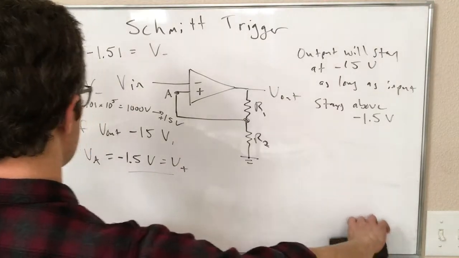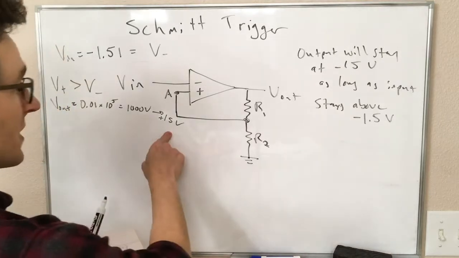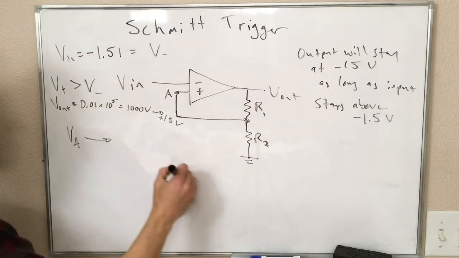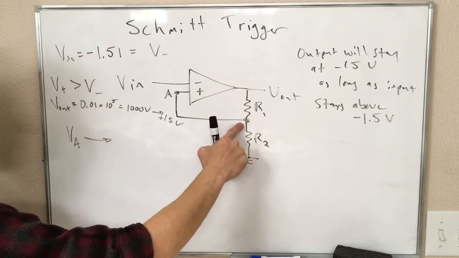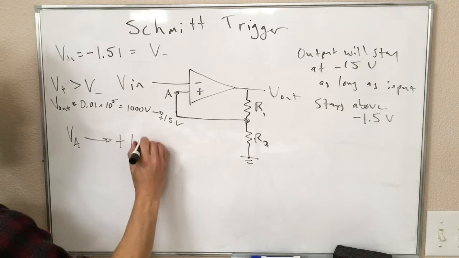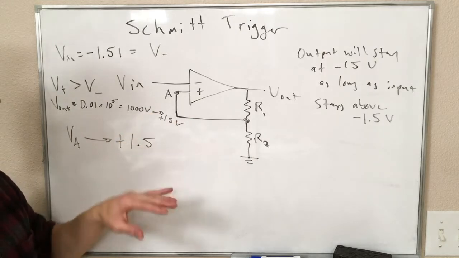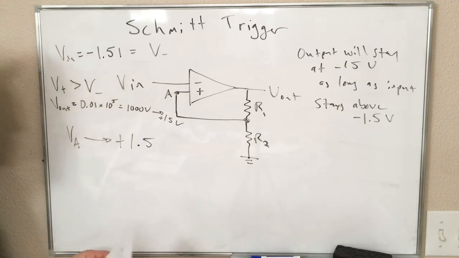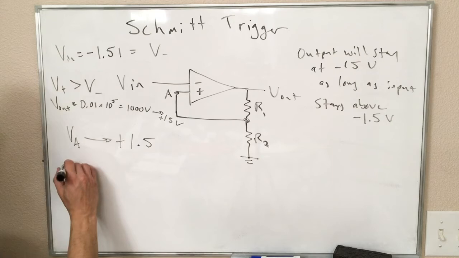When it does this, the output changes. That means that VA also changes. VA changes from minus 1.5 to plus 1.5. So if this is plus 15, this is plus 1.5. And now that is a different threshold that we have to contend with when looking at the relationship between our input and our output. In other words, once this happens, our output is going to stay there as long as our input is below plus 1.5.